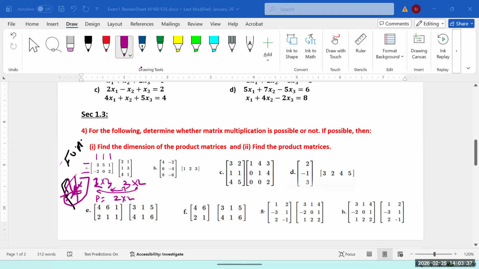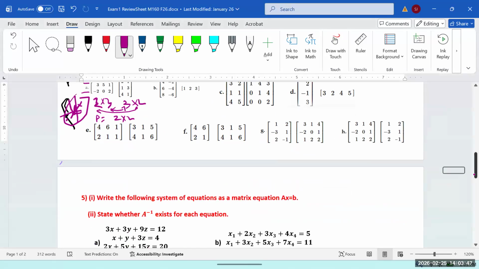And then whatever is not possible, you simply write the dimension and write not possible. That's all you have to do. So no math is needed. These are easy points. So I'm going to give you a few so that you can earn points easily.